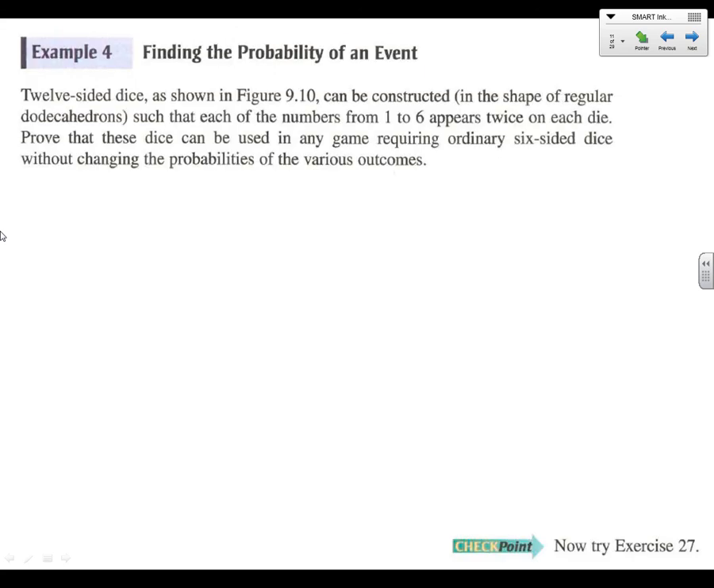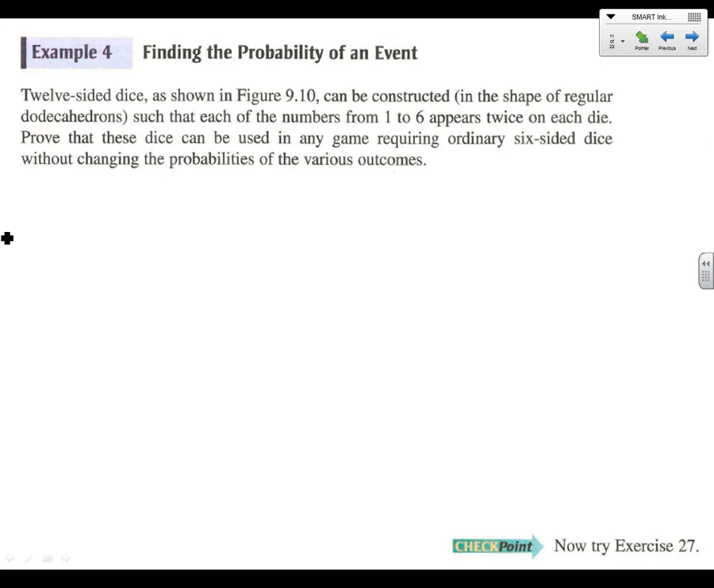Alright, 12-sided dice, as shown in the figure that's in the book but not here, can be constructed in a dodecahedron, so that we have 1 through 6 showing up twice on each die. Prove that the 12-sided dice has the same odds as a 6-sided dice is what we're looking for.